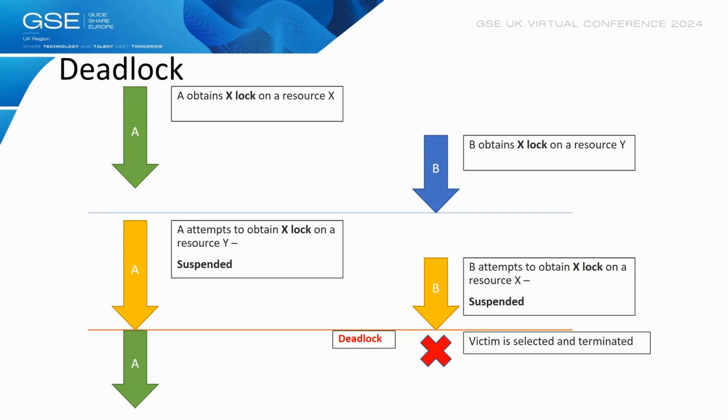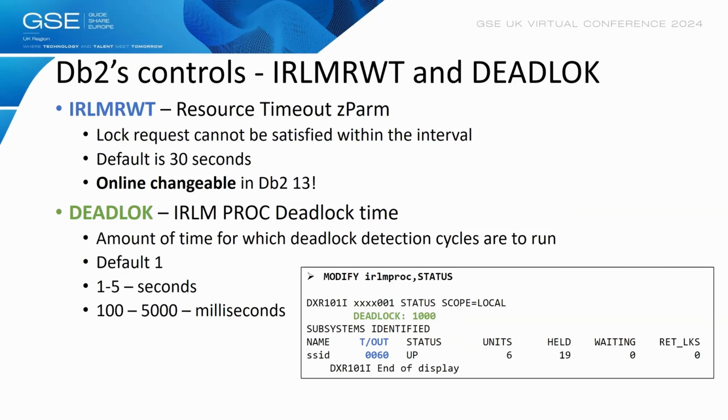So in this case, for example, B will be terminated and A can then continue. What are the DB2's controls for timeout and deadlock time? There are these two important parts. Resource timeout ZParm, that's the first one, the blue one, which defines the timeout interval. The first change here is that this is online changeable in DB2 13. So you can recompile your ZParms and load the new value.